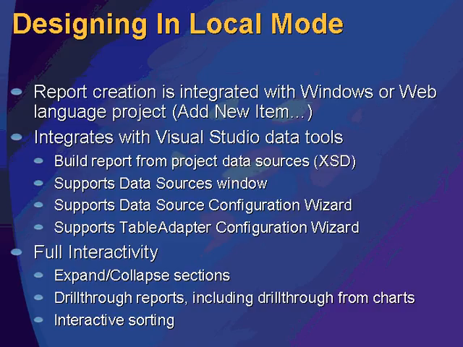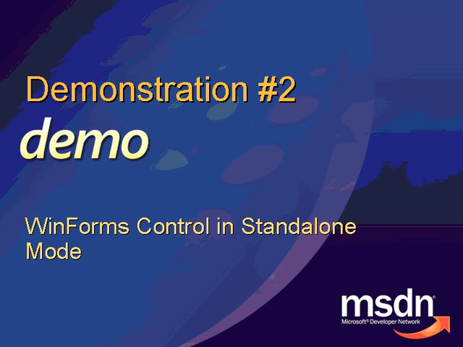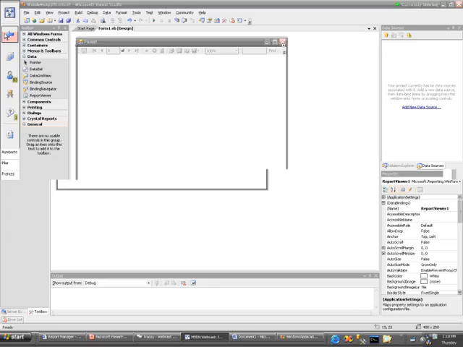Once you're ready with your data, you can make use of that in the report. You can still have all the interactivity. You can have the sorting and the drill through and the drill down features. All those are available in the local mode. So let's go ahead and take a quick look at how that happens.